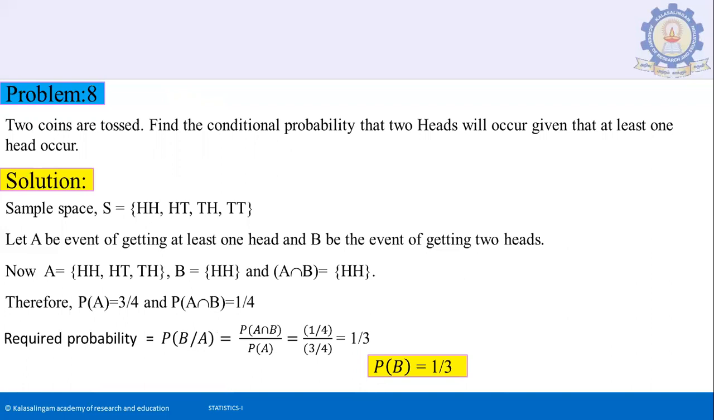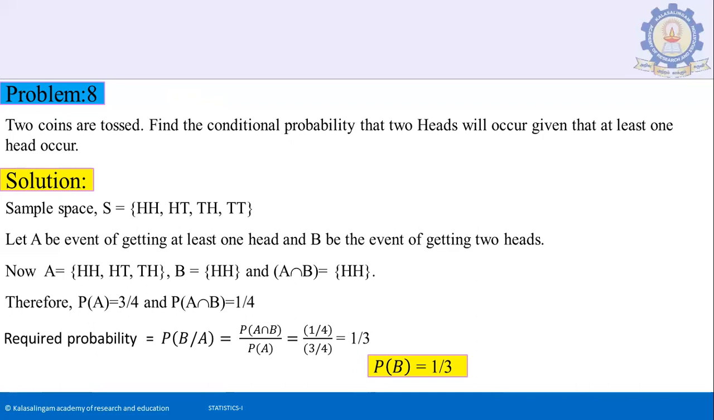Let A be the event of getting at least one head, and B be the event of getting two heads. So our A includes 3 elements: HH, HT, TH, and our B includes HH. So A intersection B is HH. Therefore, P of A is equal to 3 by 4, and P of A intersection B is 1 by 4.